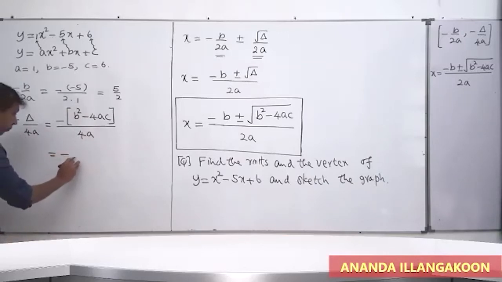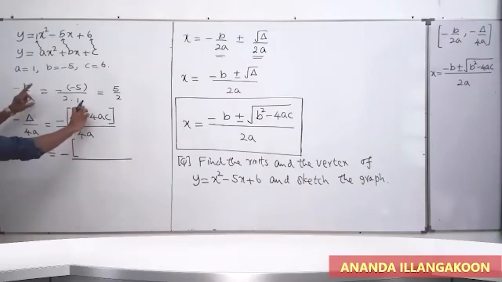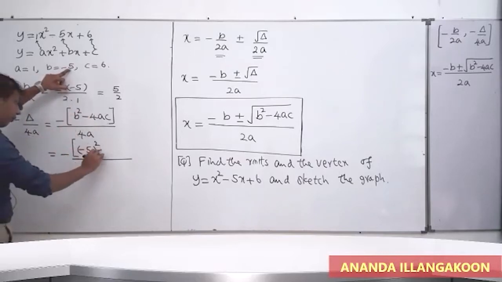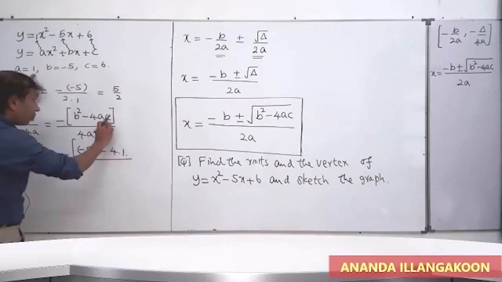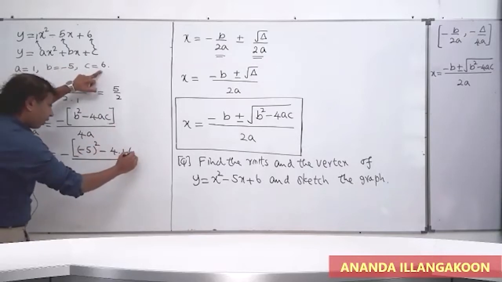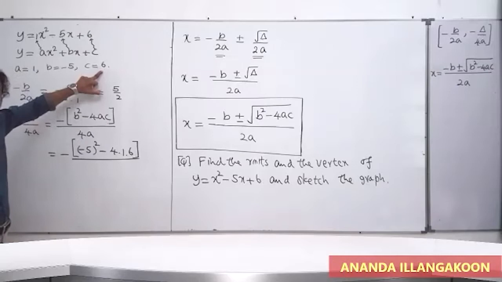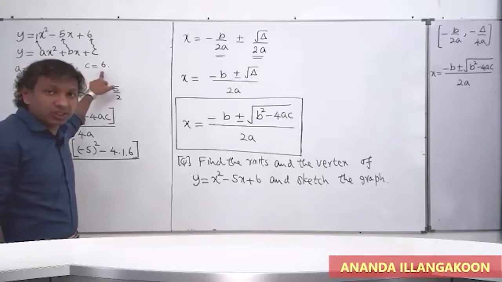Minus b squared. b is minus 5 now, people. Minus 5 squared minus 4 times a is 1, c is 6. Right here, people, instead of the multiplication cross, we put this dot. That doesn't imply the decimal, right? In other words, we use the dot in place of the multiplication sign to represent the product.